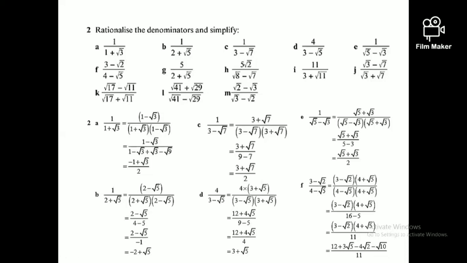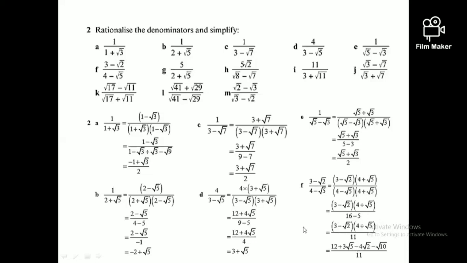The next question is 3 minus root 2 divided by 4 minus root 5. Then what you need to do is multiply both numerator and denominator by 4 plus root 5, the opposite of this. This is minus, so you have to multiply by 4 plus root 5, both numerator and denominator. Then denominator you can simplify as 4 into 4, 16, minus root 5 plus root 5 cancels, minus 5. 16 minus 5 is 11.